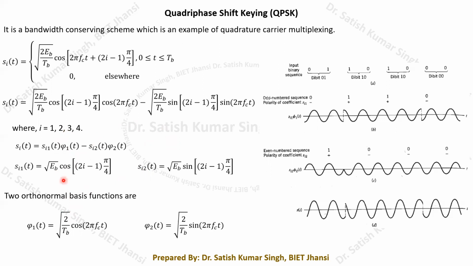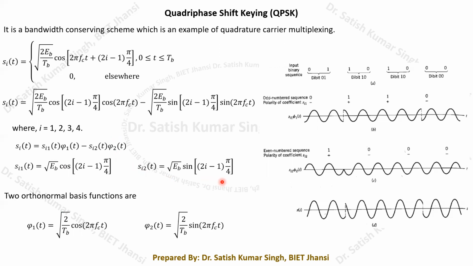Similarly, when you substitute I equals 2, you can find out what the value will be, because it is 3 pi by 4. When it is a cosine function and we talk about 3 pi by 4, I hope that it should be a negative value. So you can calculate that it is a negative value. Similarly, when I equals 2, this value is again 3 pi by 4.